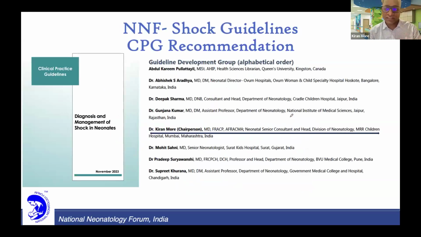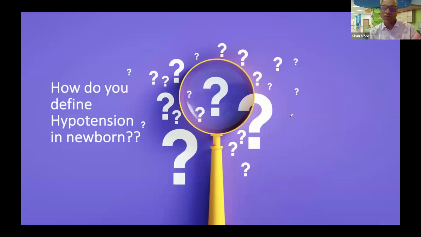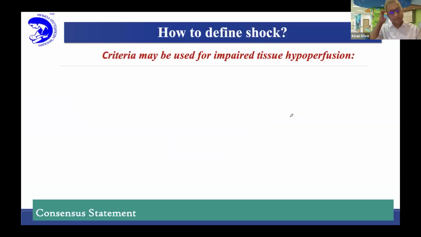We have published the CPG guidelines of shock, with very detailed parameters. It doesn't talk about the echo, but it talks about certain challenges we face in managing babies with shock, which start even from the definitions of shock, including the definition of hypotension. So normally, what is the criteria for the blood pressure? What blood pressure criteria do you follow? Anyone?